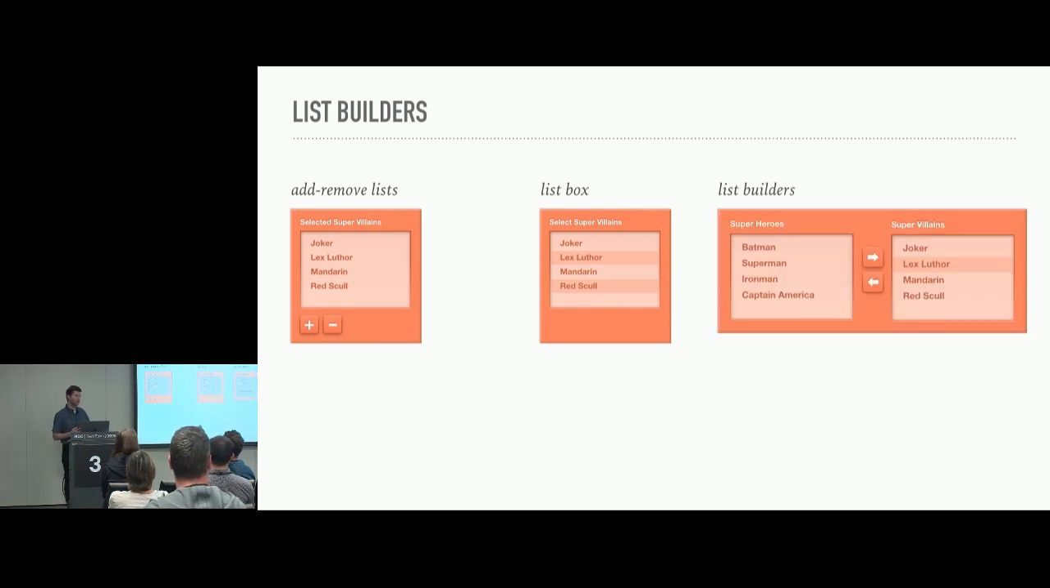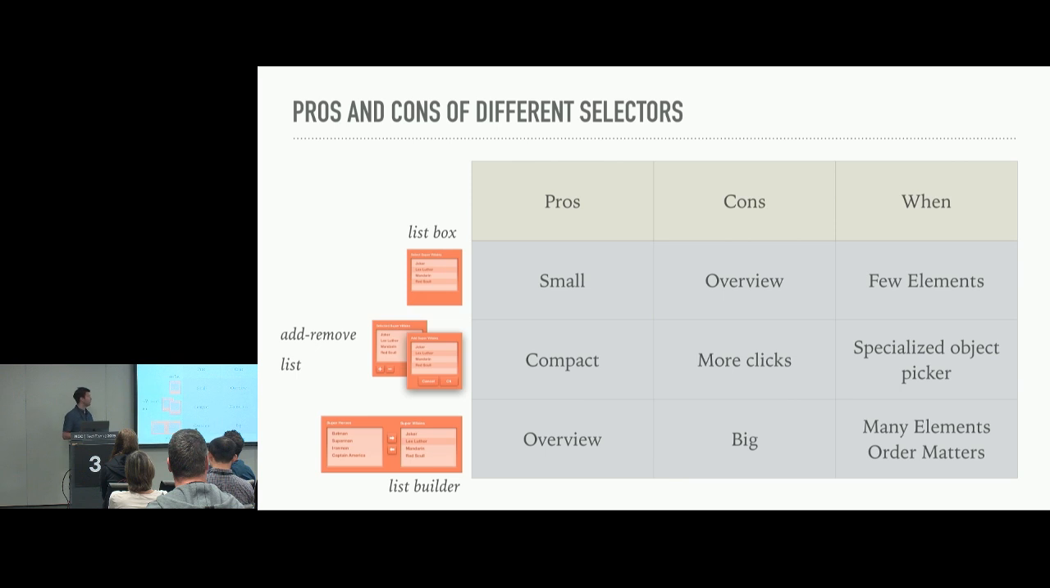Or you can use a list builder. Here you see on the left what you can select from, and on the right would be the selections you made. You can use these arrows to move back and forth. Or it could just be to put things in different categories. So what are the pros and cons of these different things? Well, the list box is very small. It takes very small real estate. Of course, it doesn't give you a good overview. If you have a lot of elements, you have to scroll up and down to see your selections. So this is best when you have few elements.